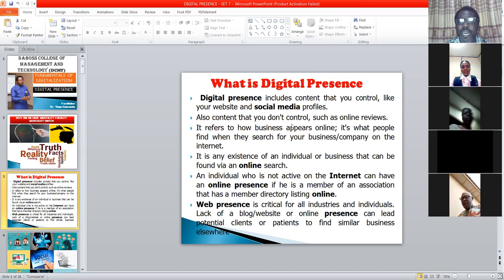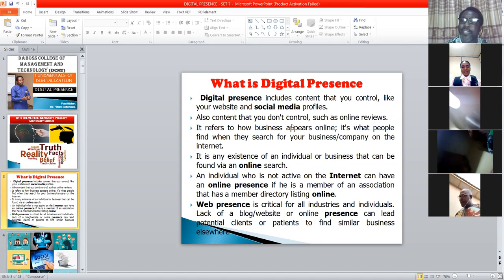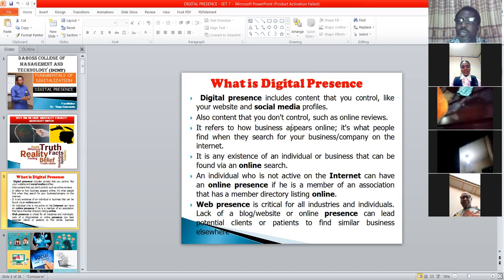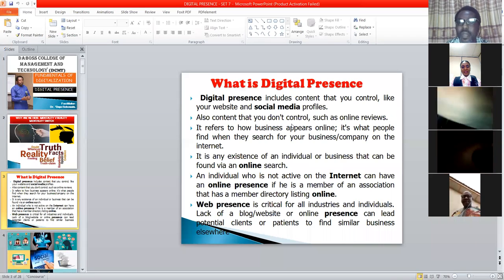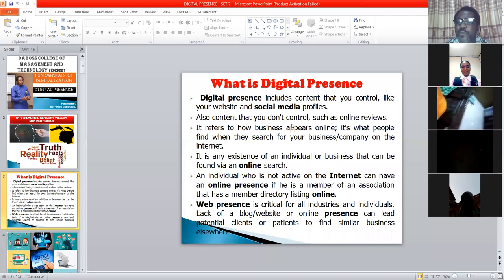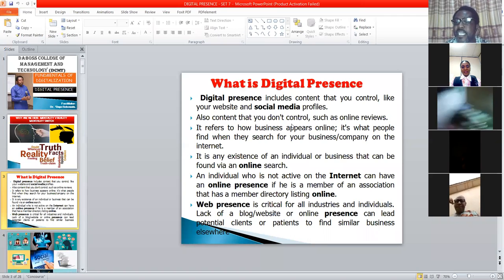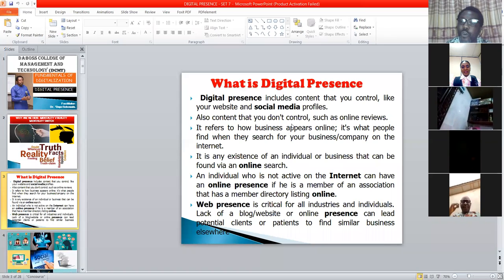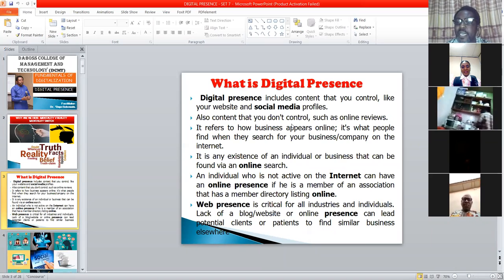Now, it refers to how a business appears online. That's what digital presence is about. It's what people find when they search for your business or company on the internet. If someone wants to know about your school, your farm, your industry, your company, your offices, when they check on that, what they see is what we refer to as digital presence.